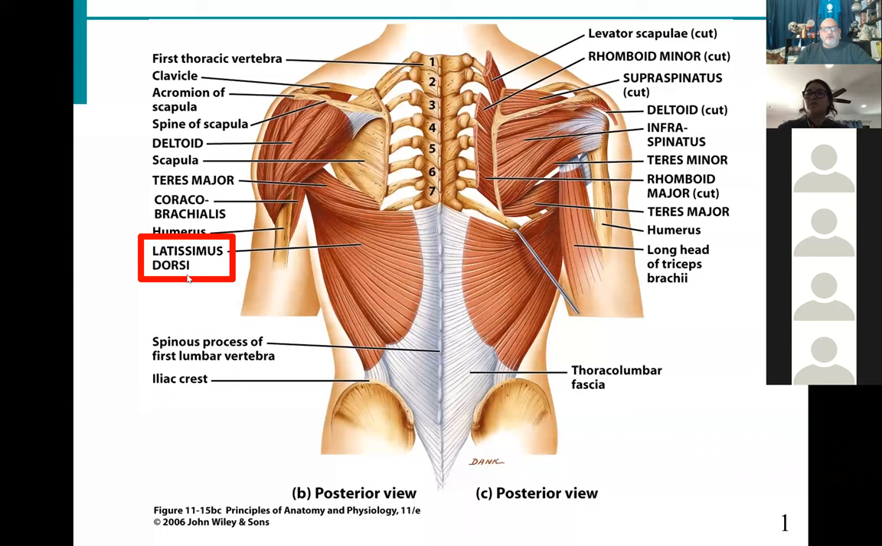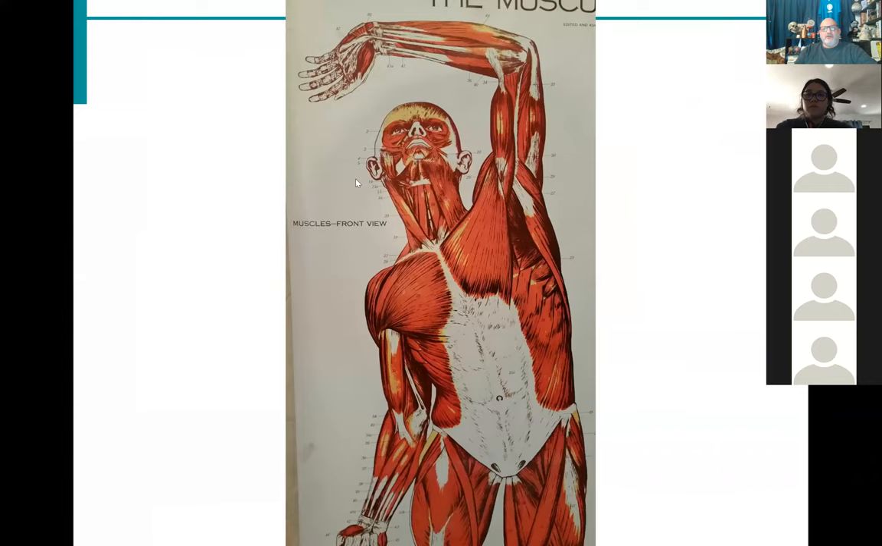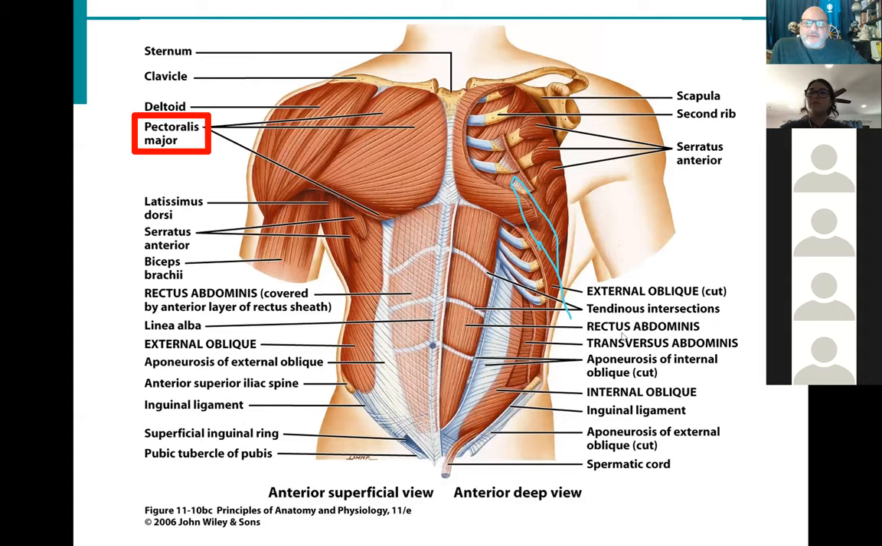So again, here is the illustration from your textbook. And notice if we look at the chart that's in the classroom, we can actually see that latissimus dorsi muscle coming off of the back and actually coming up and inserting into the anterior part of the humerus. So we can see how it actually wraps around and comes up into this. This is that big, broad muscle that comes out.